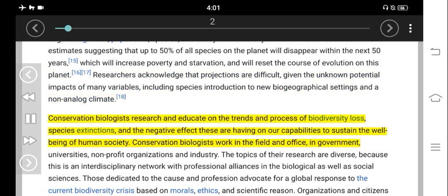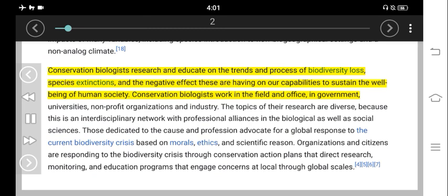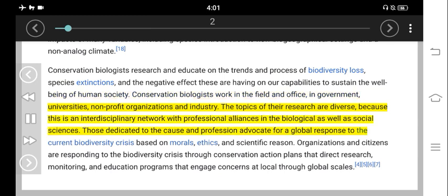Conservation biologists research and educate on the trends and process of biodiversity loss, species extinctions, and the negative effect these are having on our capabilities to sustain the well-being of human society. Conservation biologists work in the field and office, in government, universities, nonprofit organizations and industry. The topics of their research are diverse, because this is an interdisciplinary network with professional alliances in the biological as well as social sciences. Those dedicated to the cause and profession advocate for a global response to the current biodiversity crisis based on morals, ethics, and scientific reason.